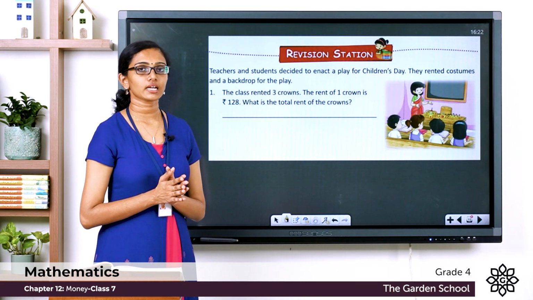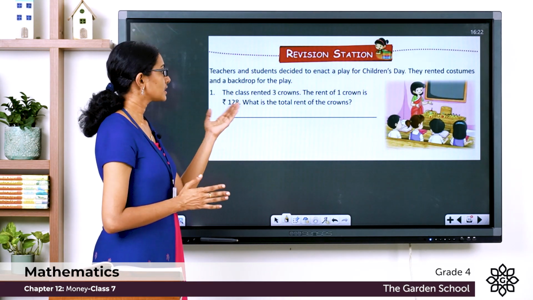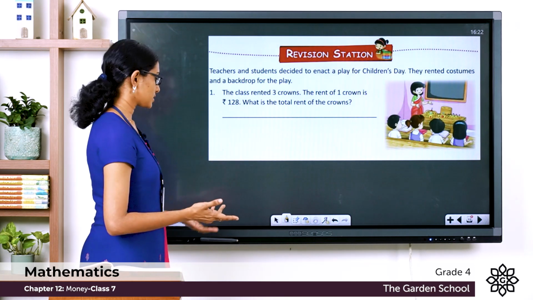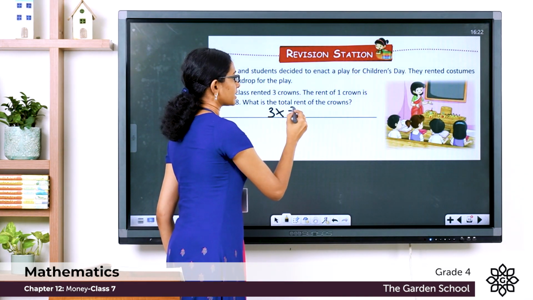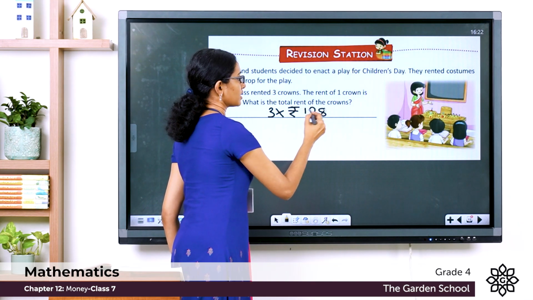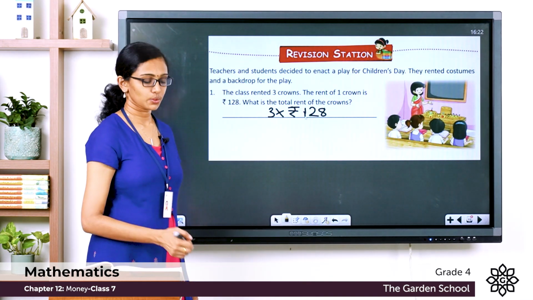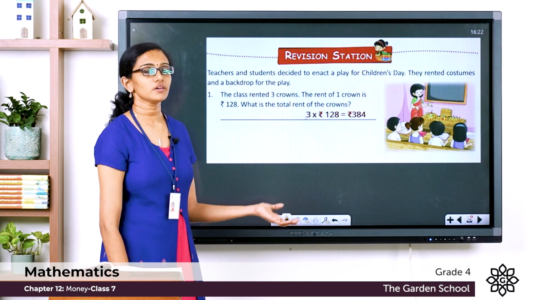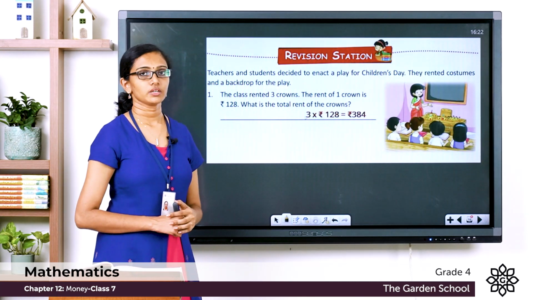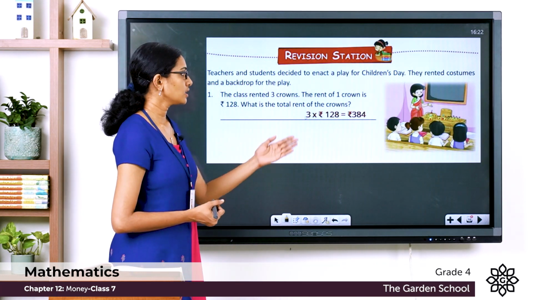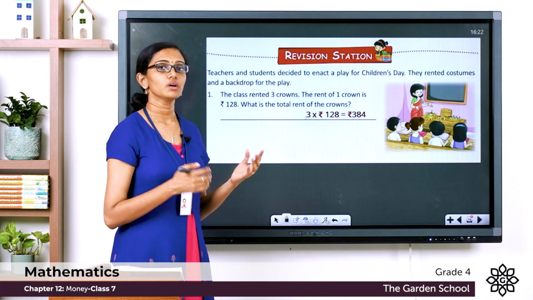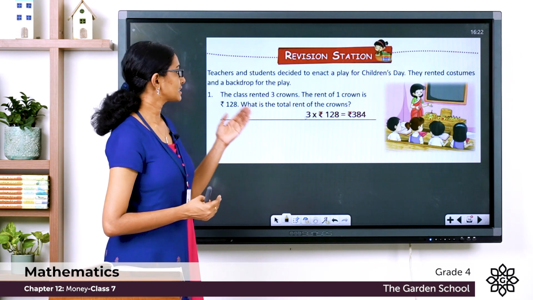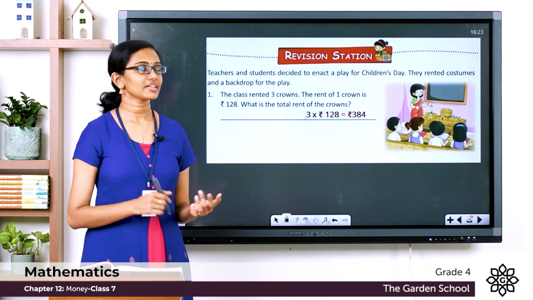So, the rent of 3 crowns will be 3 into the rent of 1 crown, which is equal to 3 into 128 rupee. So, it is equal to a total amount of 384 rupee. You can do the multiplication yourself. 128 into 3 gives you a total of 384, which is the total rent for 3 crowns. Let's do the next one.